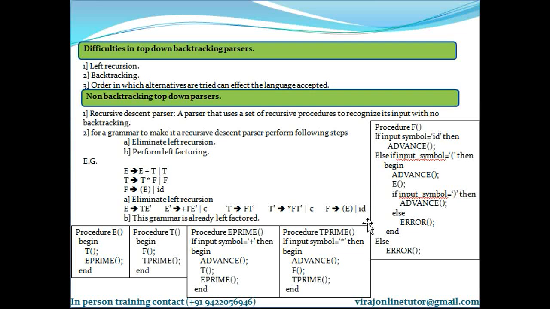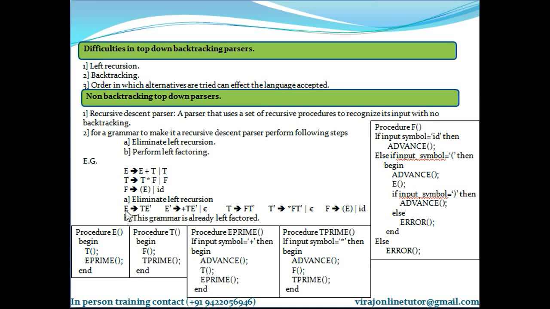Okay, so I have eliminated left recursion, I have performed left factoring. Now this grammar is ready for a recursive descent parser. Please remember, in exams if you get any grammar and you are asked to write a recursive descent parser, you have to eliminate left recursion first and perform left factoring on the grammar. Only after that is it eligible for a recursive descent parser. So now let's write recursive procedures for the latest grammar after performing these two steps.